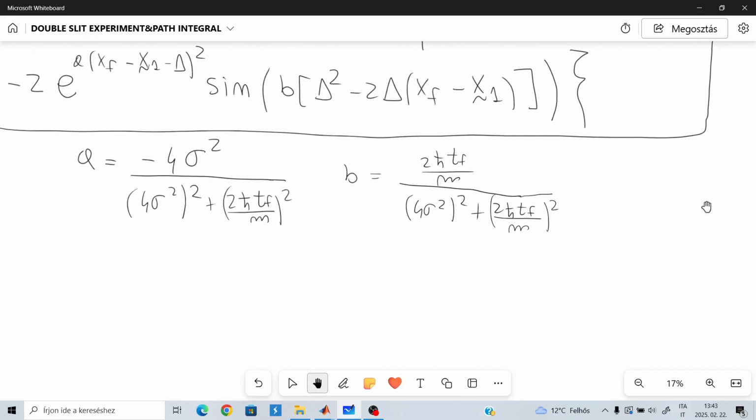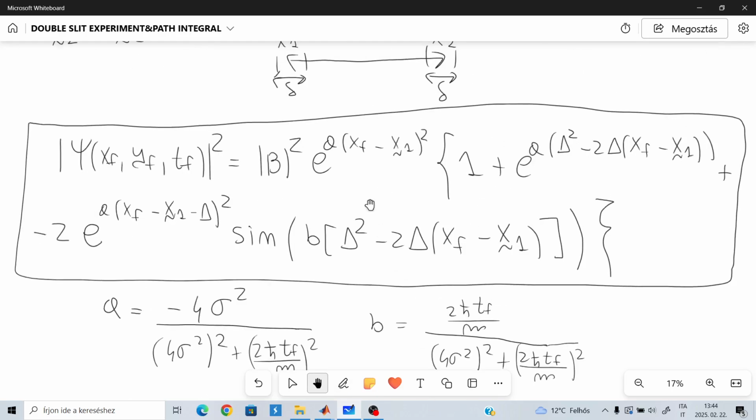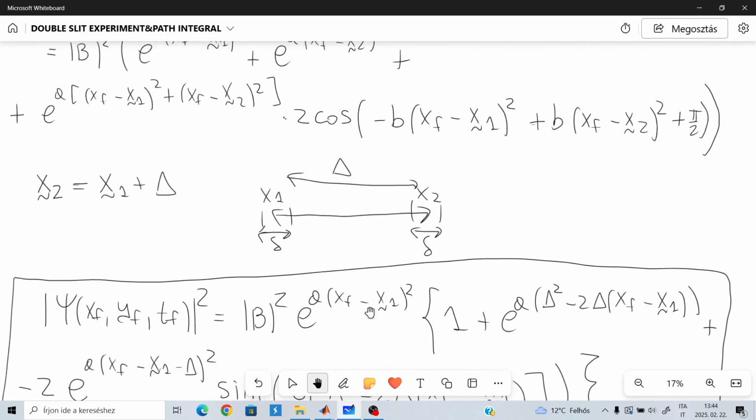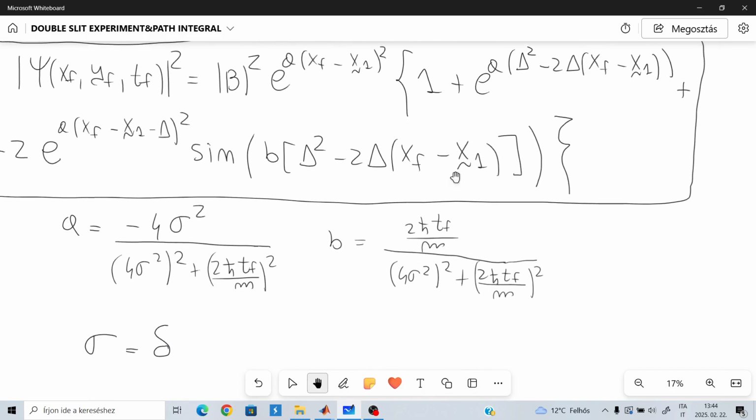Now we make some assumptions for the values. We assume that sigma is equal to the width of the slit, delta. You can choose in principle other values for sigma, not necessarily equal to delta, but it's quite intuitive to think of this in this way. So the standard deviation of the two Gaussian distributions around the two slits is exactly equal to delta, the width of the slit, for simplicity.